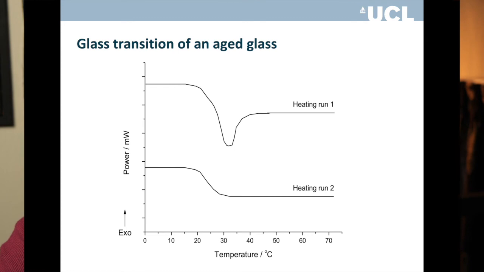It's really characteristic for an aged glass, actually, that you don't see a clean glass transition. You see a rather complicated looking glass transition because you've got this energy of recovery, it's called. So you see this recovery energy as well as the glass transition temperature.